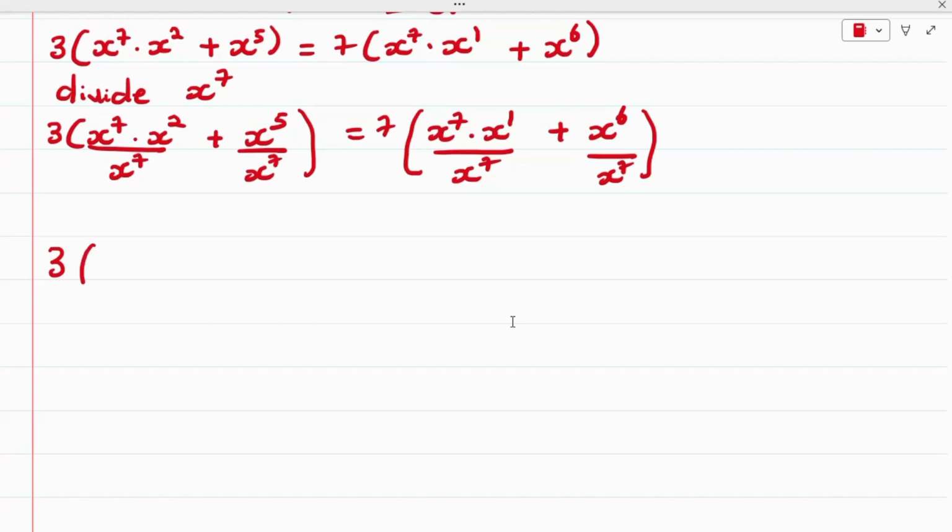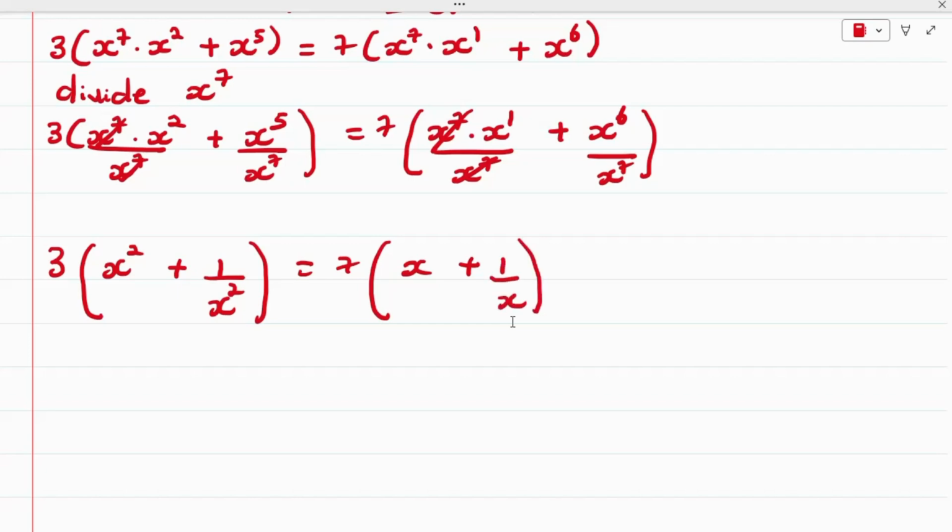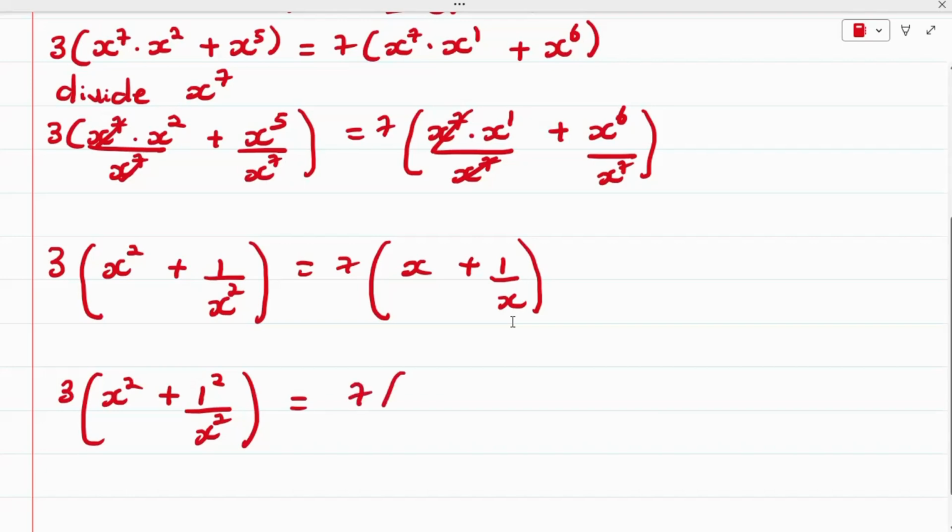So we have 3 multiply, we cancel out this, so we have x squared left, plus x raised to the power of 5 divide x raised to the power of 7. We have this to be 1 divide x raised to the power of 2, which is equal to 7 multiply, we cancel out this, so we have x plus x raised to the power of 6 divide x raised to the power of 7. We have this to be 1 over x. Alright, so we have 3 multiply x squared plus, now we can easily express 1 to be 1 squared divide x squared, and this is equal to 7 multiply x plus 1 over x.